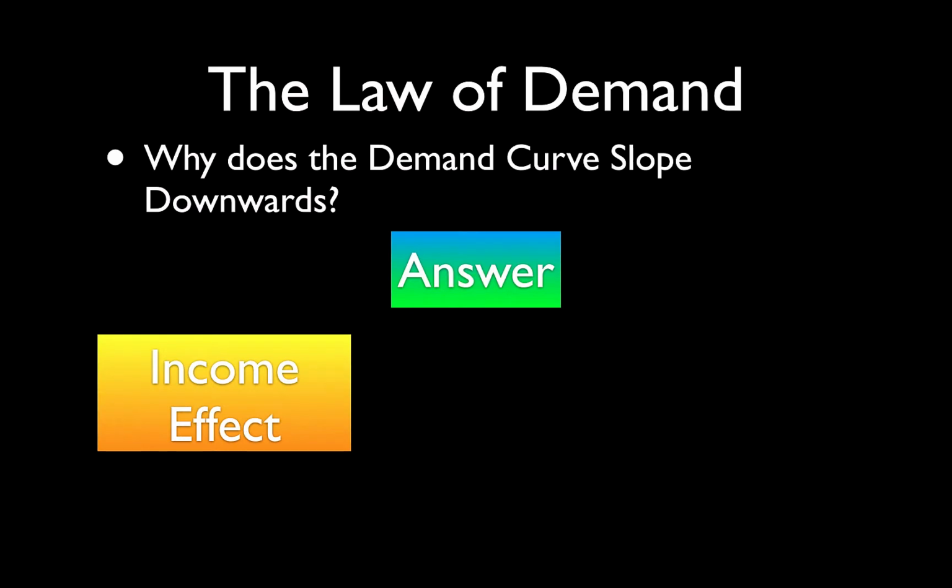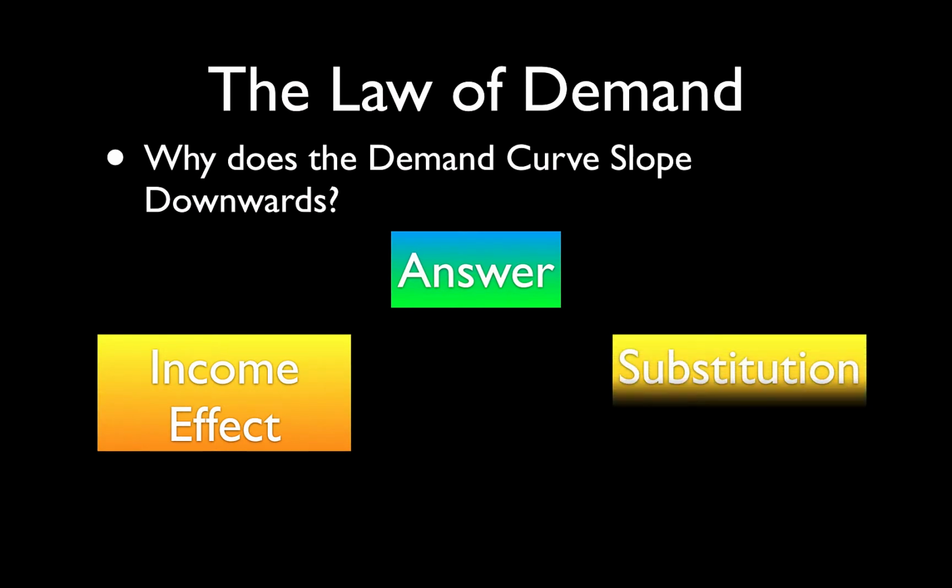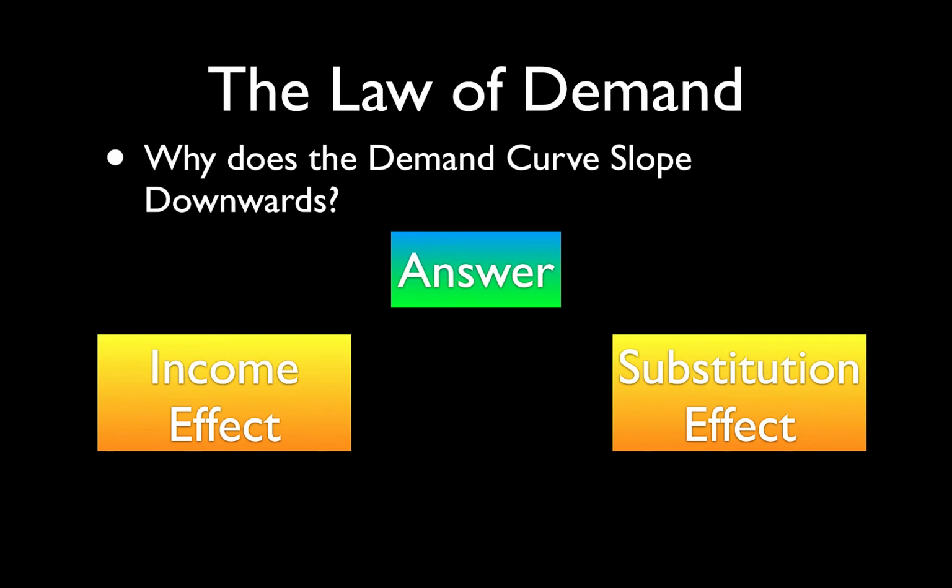Okay, now back to this. So why does the demand curve slope downwards? In the previous video we looked at the idea of the income effect. Now in this video we're going to look at the idea of the substitution effect. Please, please, please guys, remember two things. We are trying to explain only changes in prices and how they affect quantity demanded.